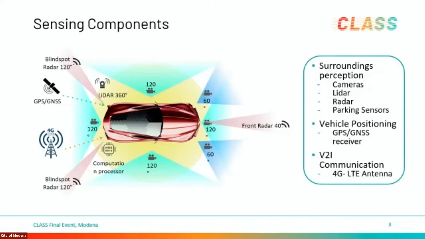So for the vehicle positioning, inside this project, we use the GPS. And so we have information from the vehicle through the maps and the GPS. And finally, as mentioned before, we have information about the infrastructure, so the surroundings of the car, using a 4G antenna for the B2E communication.